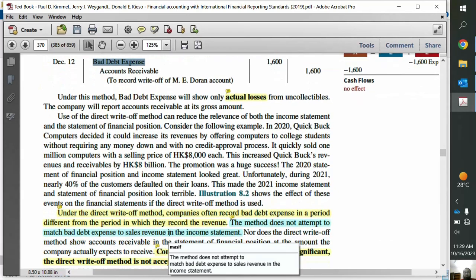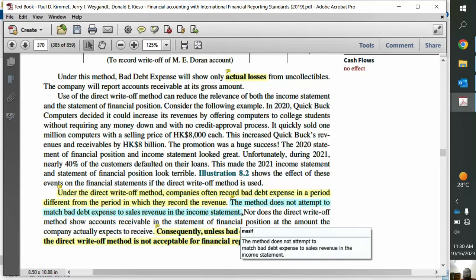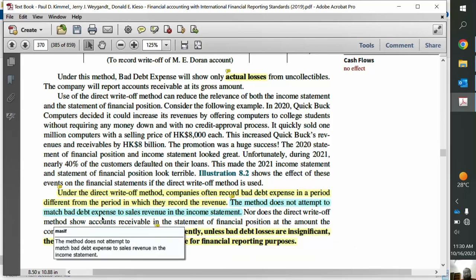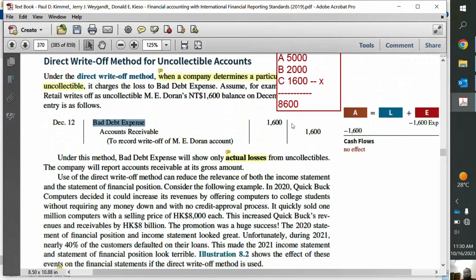So this is what the author says, and the accounting standard says that this method does not attempt to match bad debt expense to sales revenue in the income statement. A very important accounting principle is the matching principle, which is one wing of the accrual basis. It says that if some expense pertains to a particular revenue, both of them should go to the same year's income statement, right? Now what happens here is that when we recorded customer C's sale, that is, accounts receivable debit and sales credit, it would have gone in 2022.